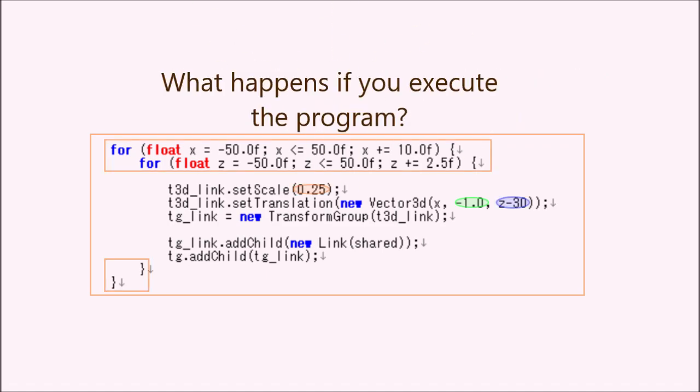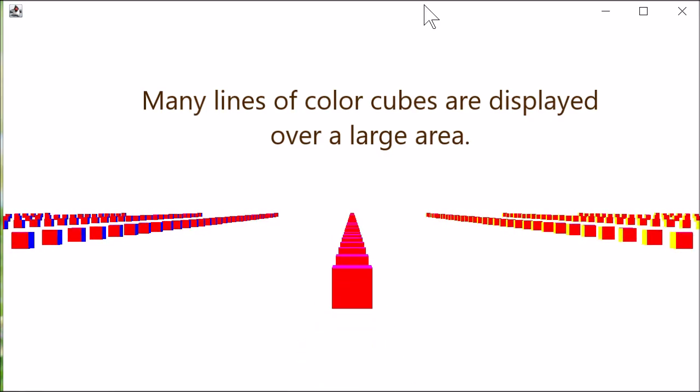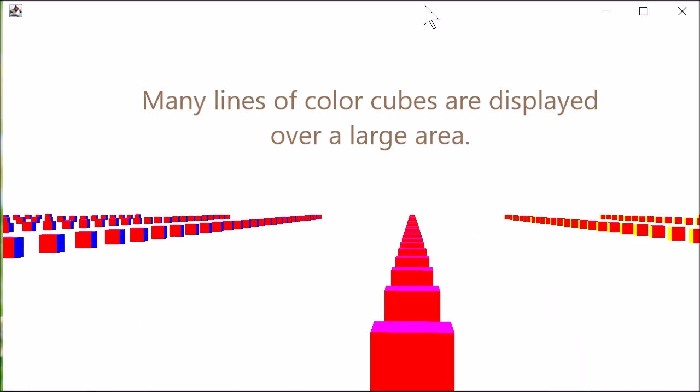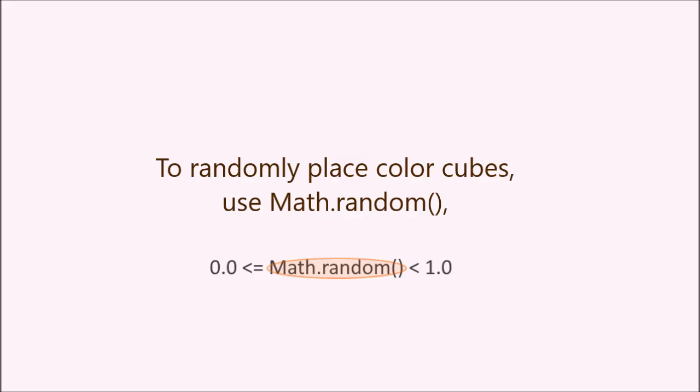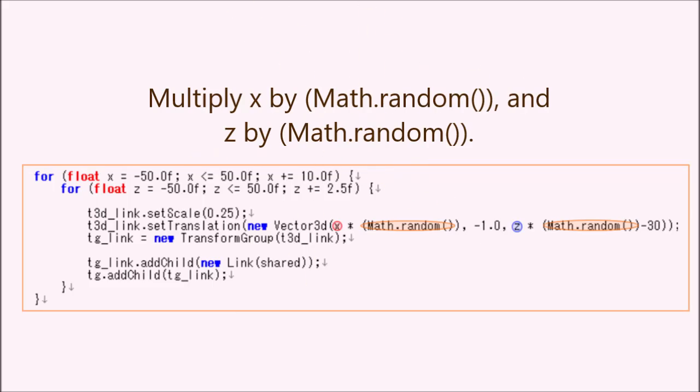What happens if you execute the program? Many lines of color cubes are displayed over a large area. To randomly place color cubes, use Math Random, which returns a random value greater than or equal to 0.0 and less than 1.0. Multiply X by Math Random and Z by Math Random.